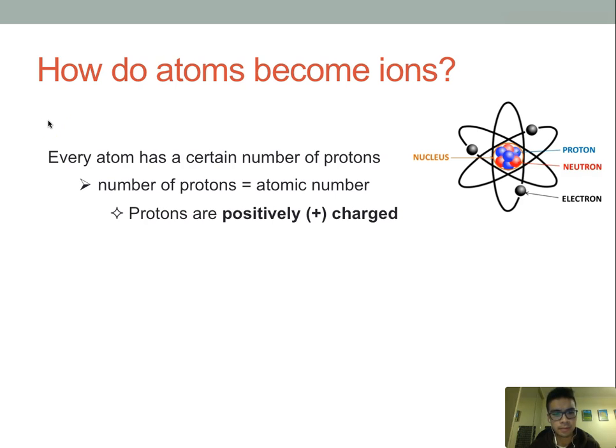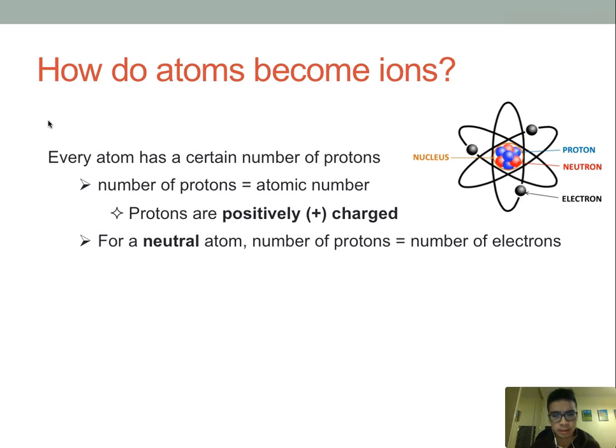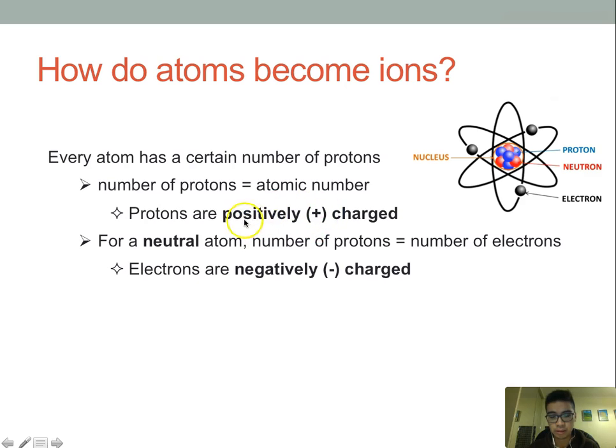Right, so protons are positively charged. And one of the things that we have to know is that for an atom to be neutral, the number of its protons has to equal the number of its electrons. Electrons, being negatively charged, cancel out the charge of the protons, which, as we've said before, are positively charged.